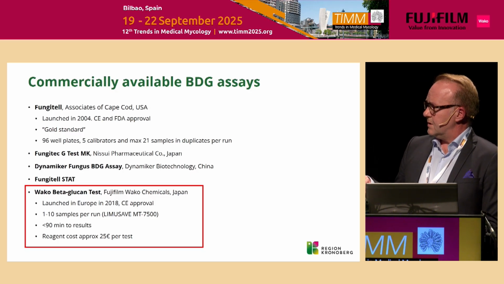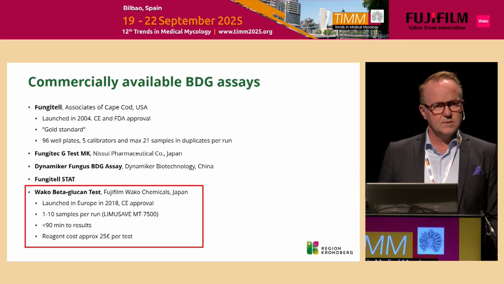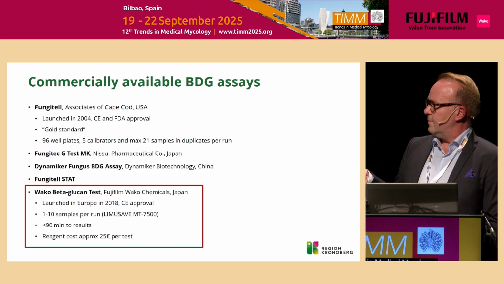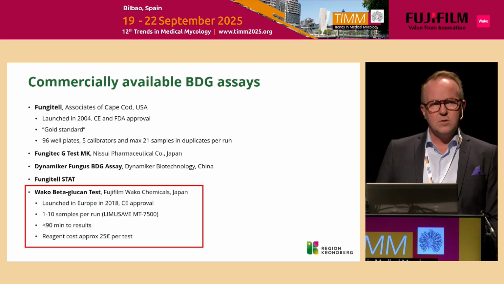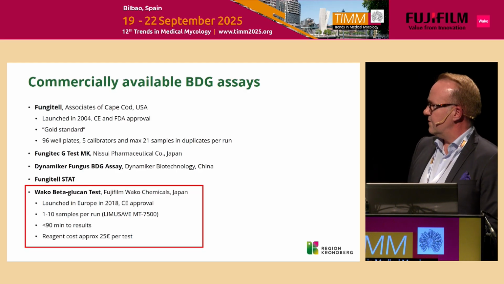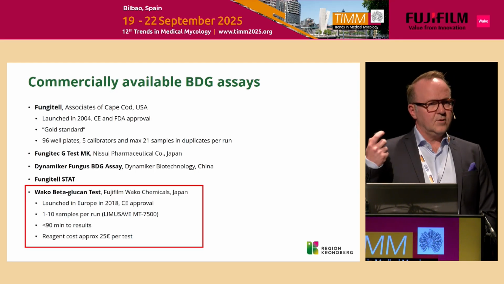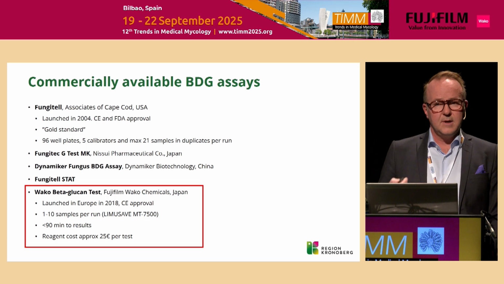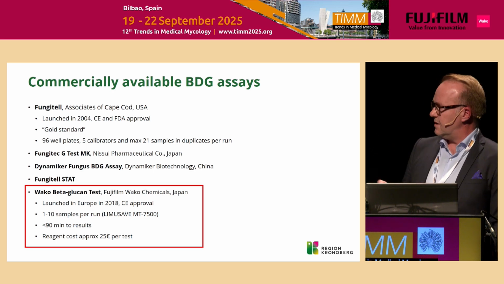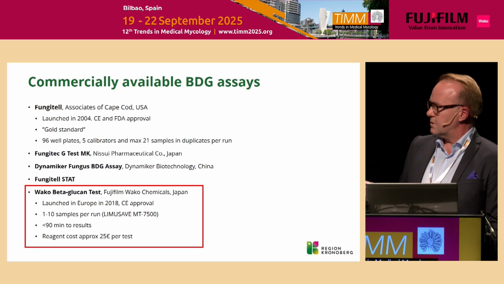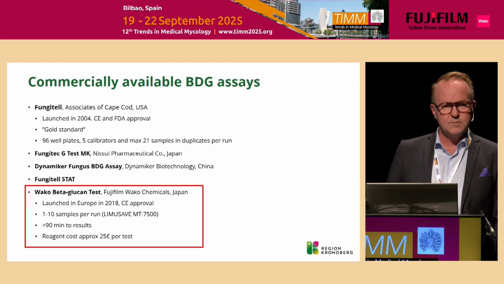The good thing for us is that we would be able to run single samples, or up to 10 samples in a run, on this instrument, which is called a Toxinometer MT-7500. Time to results is relatively short, and there is no need for calibration, because calibration is done by the manufacturer, and it's lot specific. The reagent costs roughly 25 euros per test at that time.